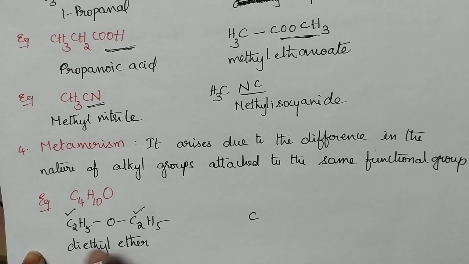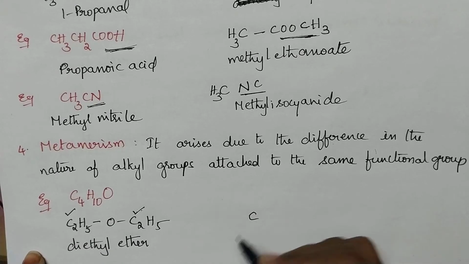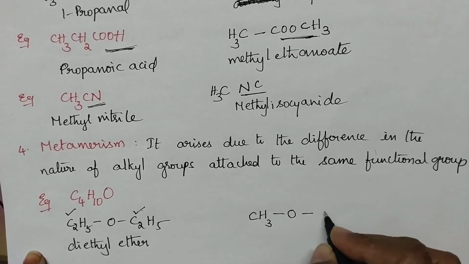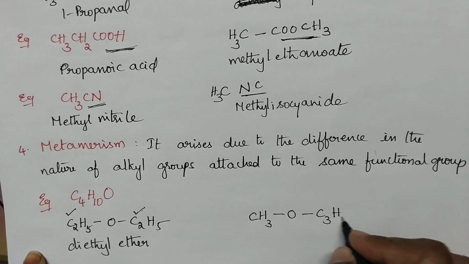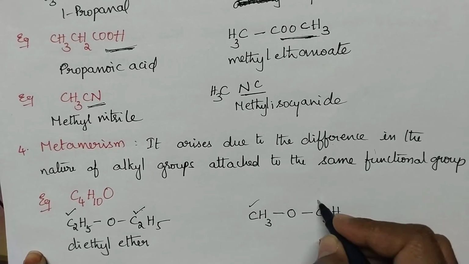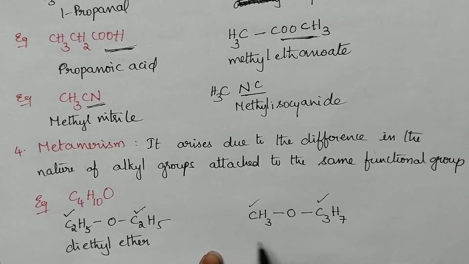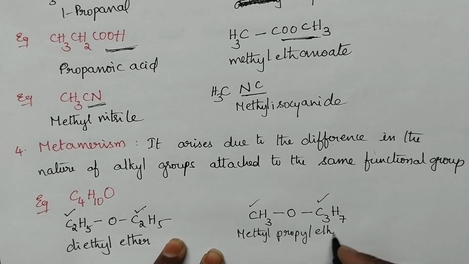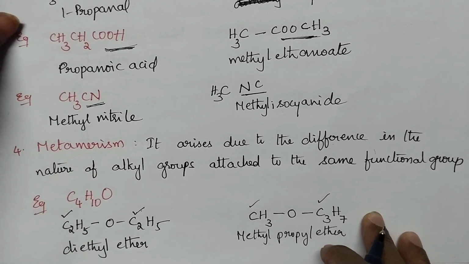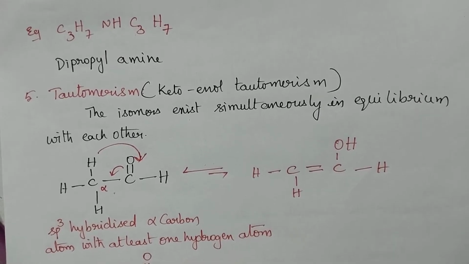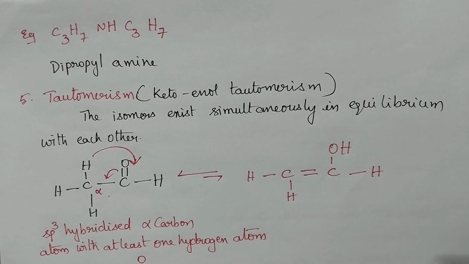In place of the ethyl groups, you write one methyl group and one propyl group. Then there will be no change in the molecular formula, but the only change is with respect to the alkyl groups. Can you name this compound? It can be called methyl propyl ether. Okay students, it is very clear about metamerism. Let us see one more example.